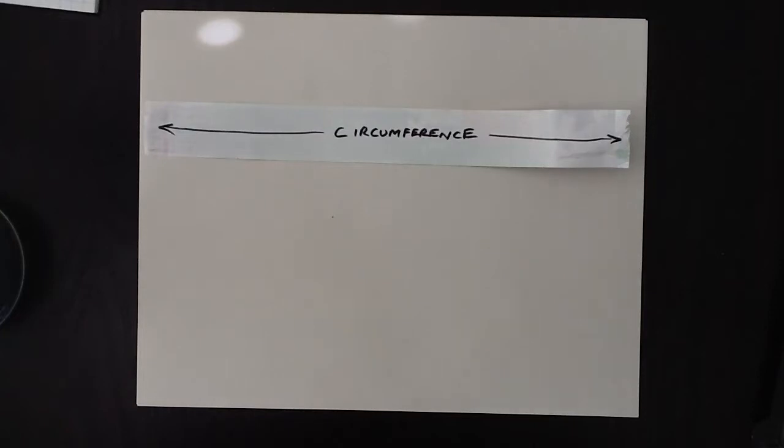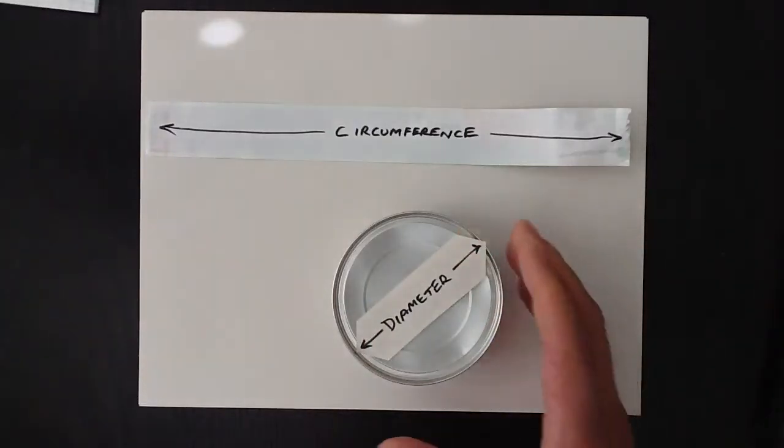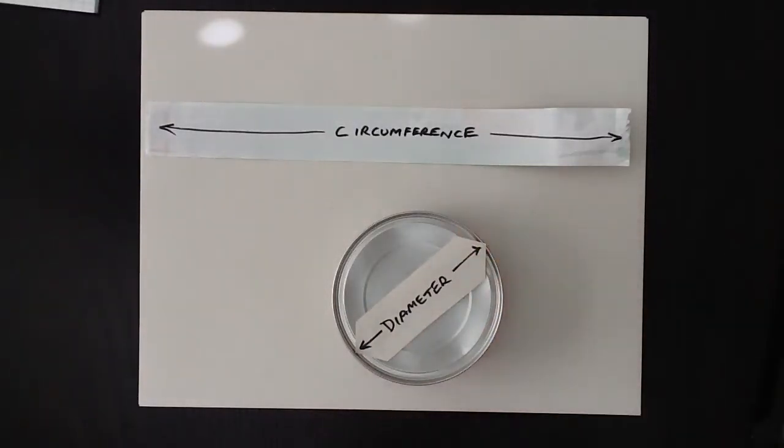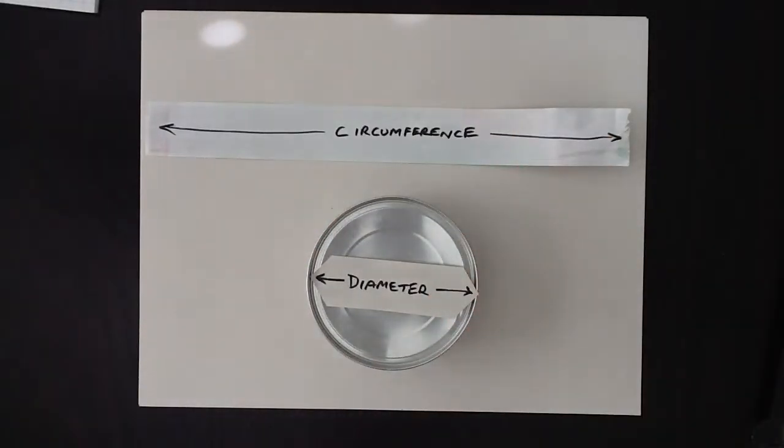So the distance around the circle is known as the circumference, as you should know, and the distance across a circle is known as the diameter. And so this piece of paper then is an example of the diameter, and you can see that the diameter compared to the circumference is much smaller.